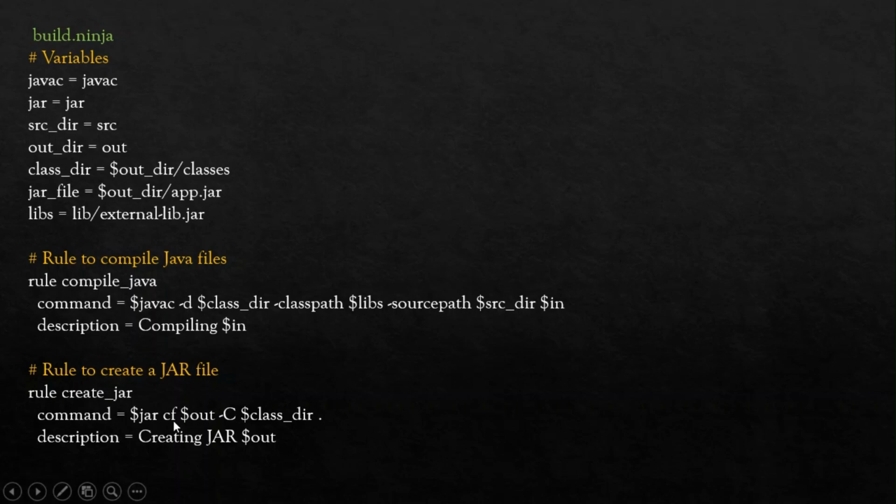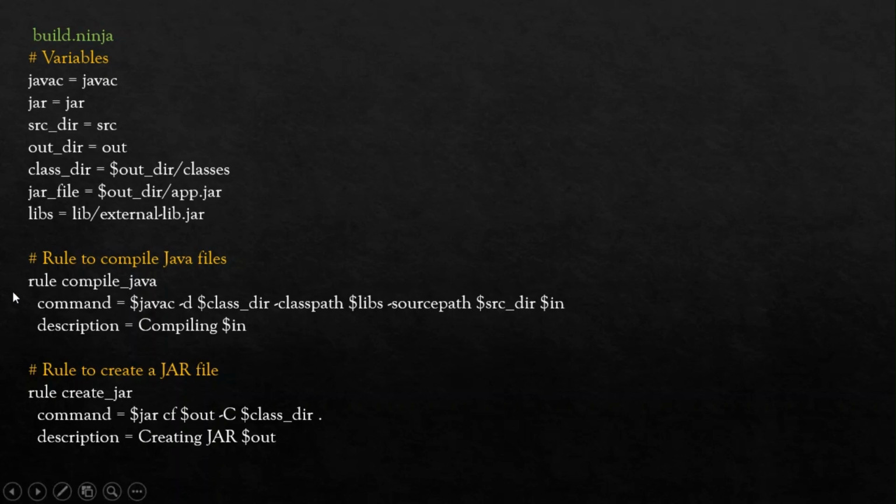This is my command. To create the jar file, the command is jar followed by the output file and your class directory. And description: when the user is sitting idle, for him to understand what's happening in the background, we are just outputting creating jar file.